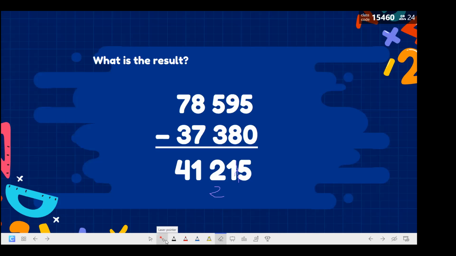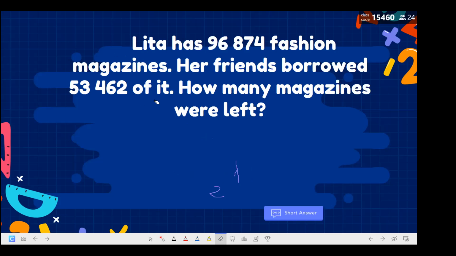Okay. So now let's proceed. I have here another example. Lita has 96,874 fashion magazines. Her friends borrowed 53,462 of it. How many magazines were left? What is the subtraction sentence for this? Like what we did earlier.